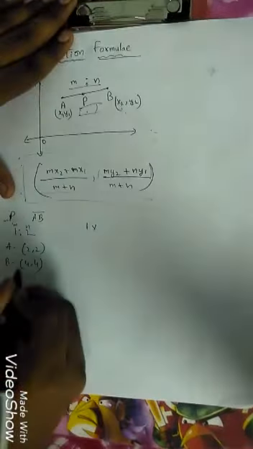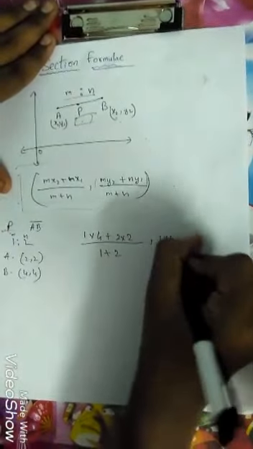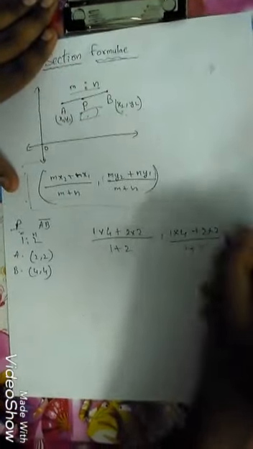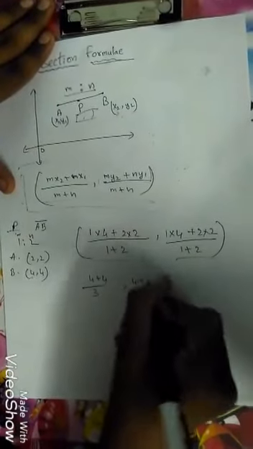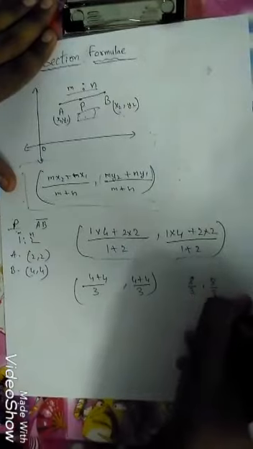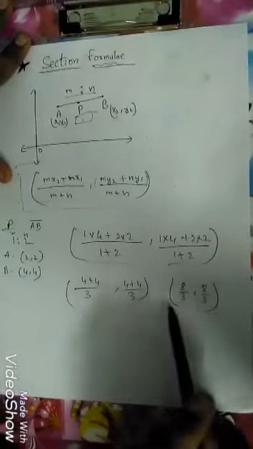So 1 into x2 which is 4, plus n which is 2 into x1 which is 2, so 2 into 2, by 1 plus 2, comma. The same thing comes here for y: 1 into 4 plus 2 into 2 by 1 plus 2. This is the x coordinate, this is the y coordinate. 4 plus 4 by 3, comma, 4 plus 4 by 3. We'll get 8 by 3, 8 by 3. This is the x coordinate and this is the y coordinate. This is how to solve the problems with the section formula.